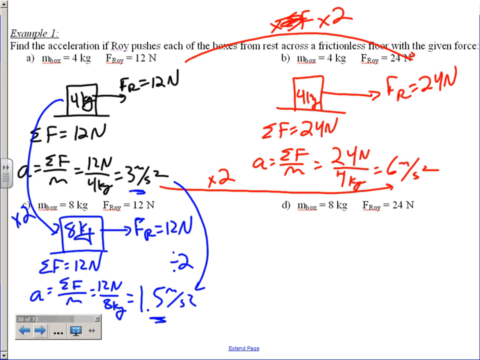Okay? And then part D, I'm just going to kind of plow through part D. Part D is basically saying you've got twice as much mass as part A, but also twice as much force. So your acceleration, if you figure it out, turns out to be 3 meters a second squared again. Because although you're moving twice as much mass, you've also got twice as much force to do it. Okay? So, long story short, bigger force gives a bigger acceleration, bigger mass gives a smaller acceleration.